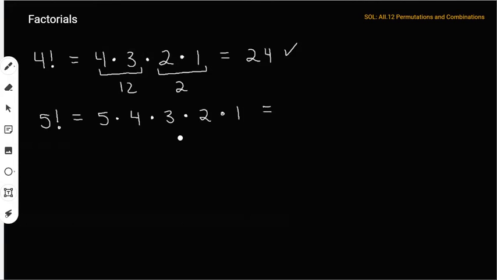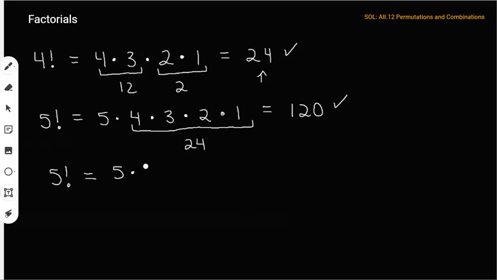So notice we already have 4 times 3 times 2 times 1. We did it up here, and we got 24. So all 4 of these numbers can be combined to get 24. So then all I have to do is do 5 times 24, which is going to give me 120. So another way to think about it is 5 factorial is going to be equal to 5 times 4 factorial.